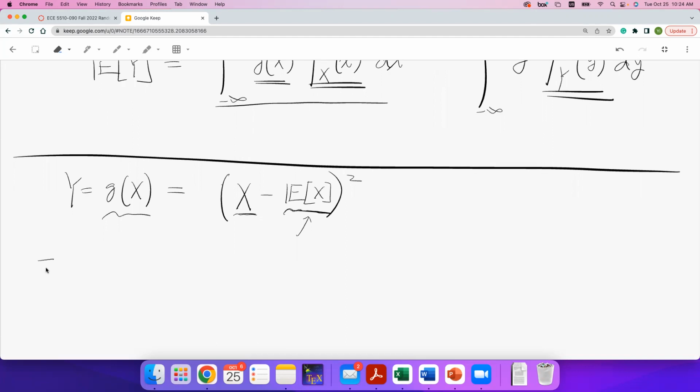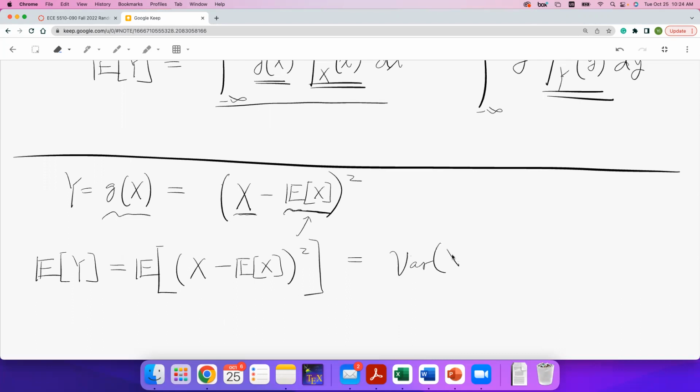And in this case, the expectation of y, the expectation of this random variable, is basically the expectation of this quadratic. Okay, so the expectation of this one is actually the variance of the random variable x. Before, we defined the variance of a random variable to be this one.